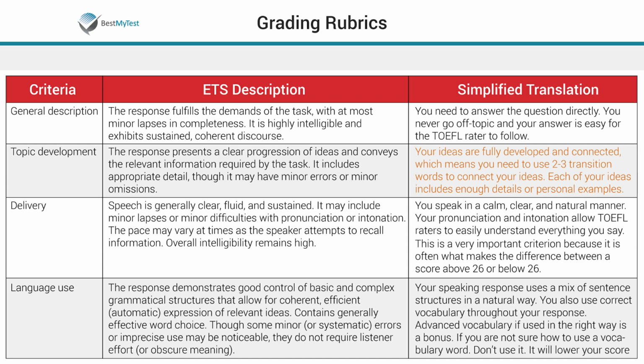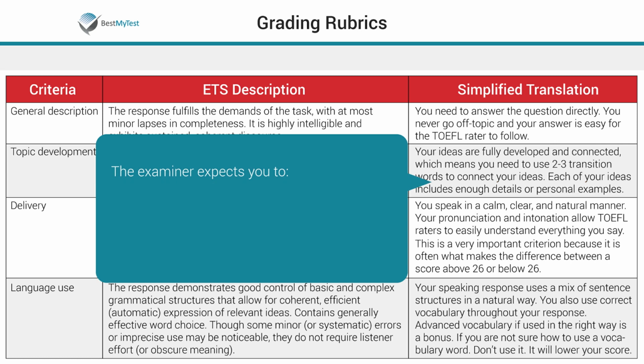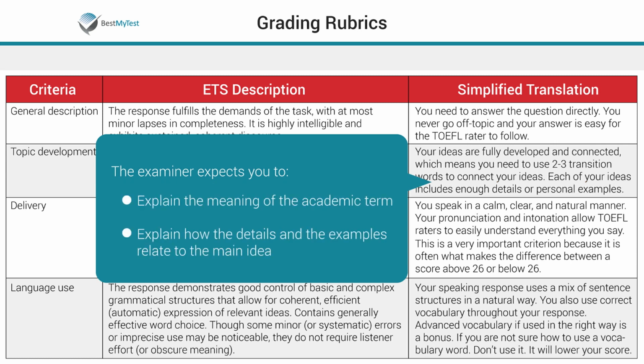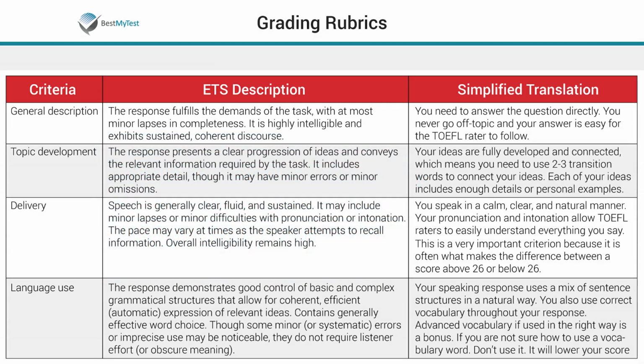So for speaking task 3, the examiner expects 2 things from you. He expects you to explain the meaning of the academic term. So make sure you do a good job of defining clearly what the academic term, idea, or process is. And then you need to show the details and the examples used by the professor. If it's 1 or 2, doesn't matter, but you need to do a thorough job of explaining how those details and examples relate to the main idea. The other criteria are the same, so I won't go over those details here. Again, the link's in the description if you want to hear about it.